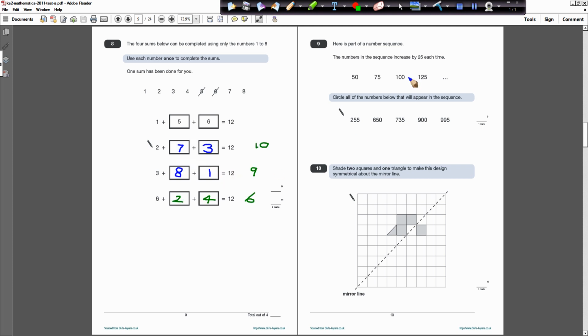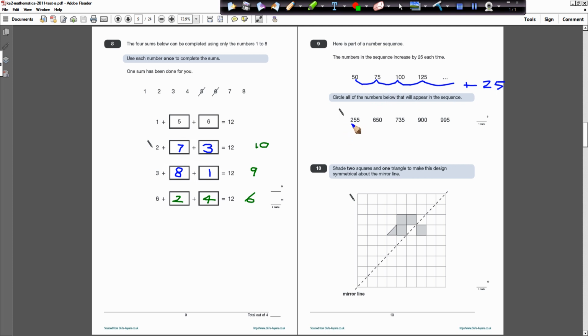Okay, question number 9. Here is part of a number sequence. Number sequence is a number pattern. The numbers in the sequence increase by 25 each time. So from here to here to here to here to here, we are adding 25. Circle all the numbers below that will appear in the sequence. So all the numbers that will be in this pattern.